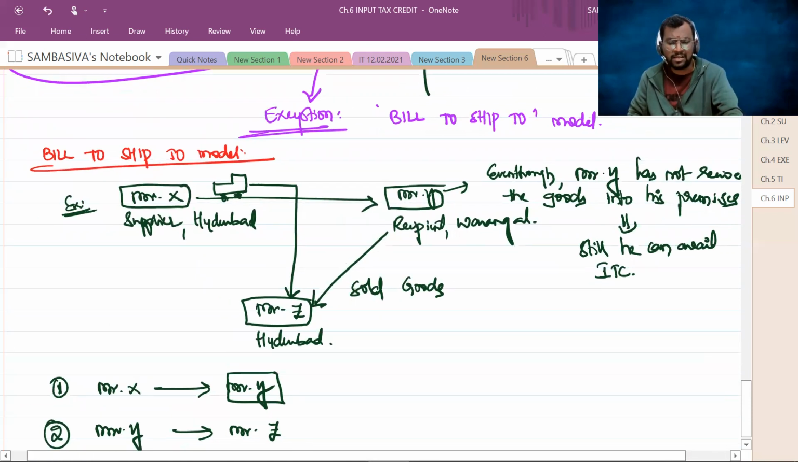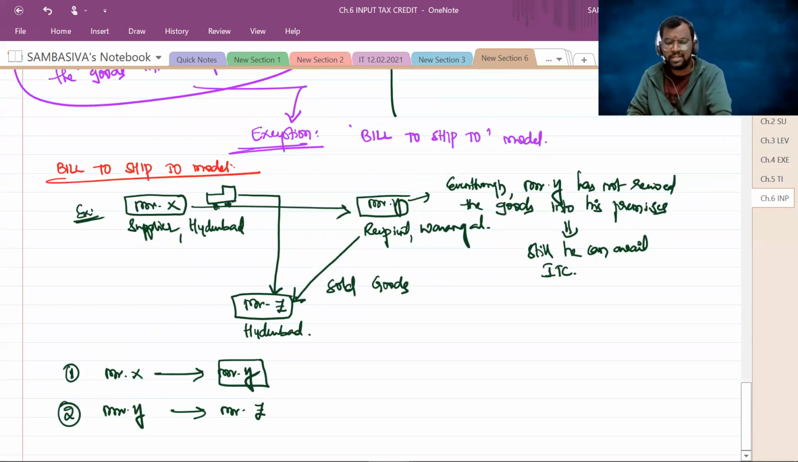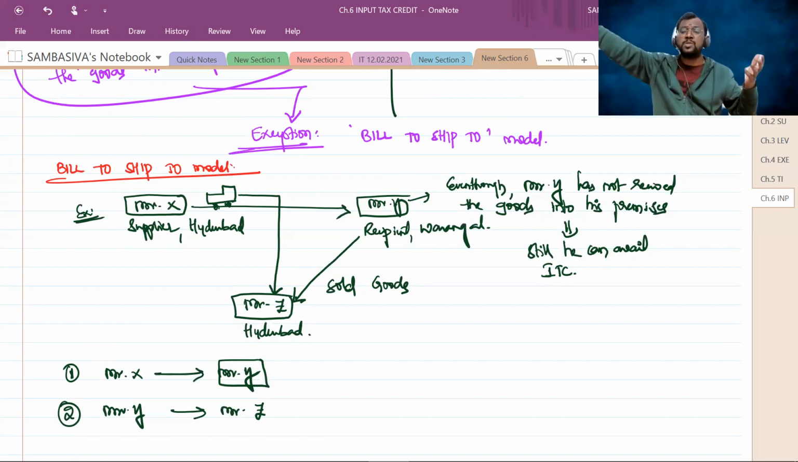See, just because of the reason for satisfying this condition, receiving the goods to Warangal and again sending them to Hyderabad and the buyer's premises, it's unnecessary waste of time, money, and everything. So that's why Mr. Y said directly to Mr. X, "Mr. X, directly transport the goods to Mr. Z, my ultimate buyer," right? So here the department cannot deny the input tax credit to Mr. Y, showing the reason that you have not received the goods into your premises. The department should not deny that input tax credit to Mr. Y. Are you following, sir?